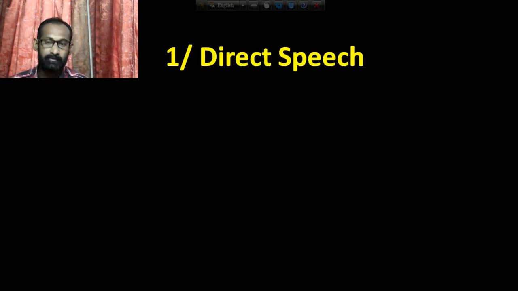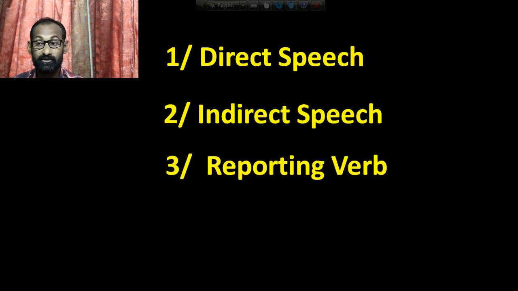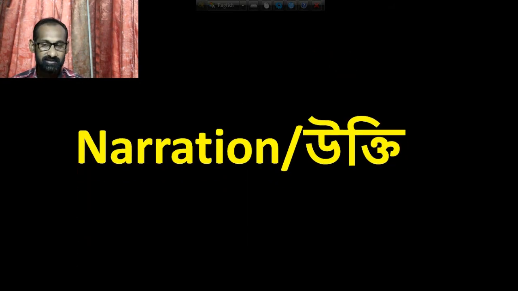So in our grammar, number 1, there will be direct speech. Number 2, there will be indirect speech. Number 3, there will be a reporting verb, and there will be reported speech. Now, if I ask which grammar topic I want to start, I think it is very easy for you to say the answer. So what will be the answer? Yes. If your answer is right, we are going to start the grammar about narration. That means the Bengali meaning of narration is ukti. Thank you very much for your right answer.